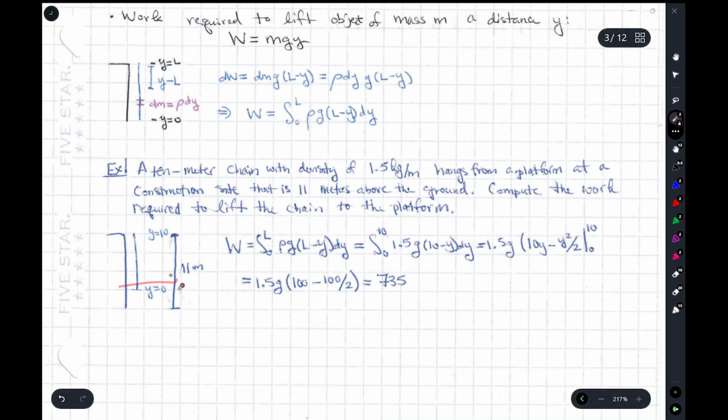So be careful about that point. This can work if you set it at the ground, but you're going to have to shift your bounds of integration. So here's the formula. And again, y equals 0 is at the bottom of the object that we're lifting. And so we have our rho is 1.5 kilograms per meter. Our g is 9.8, just a constant, 9.8 meters per second squared. And 10 minus y, the length is 10, and so we're getting 10 there. It's a straightforward computation, and we get a work of 735. And since we are using standard units, this should be joules, but this is a math class and we're not paying too much attention to the units.